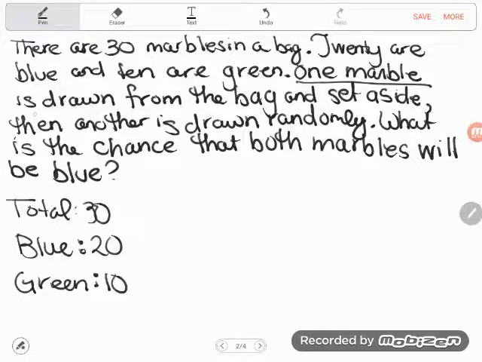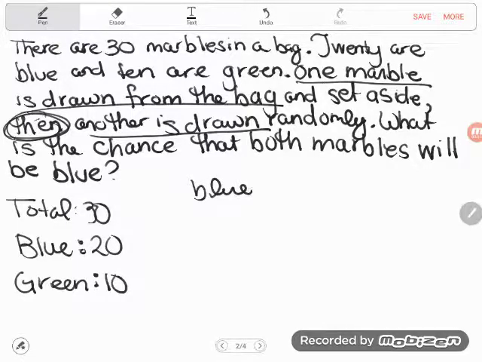First, we see one marble being drawn from the bag and set aside. Then, we have another being drawn randomly. And we want the chance that both marbles will be blue. So we want blue on the first draw, and we'll multiply that by the chance of blue on the second draw. Okay, you multiply the various events when you do probability.